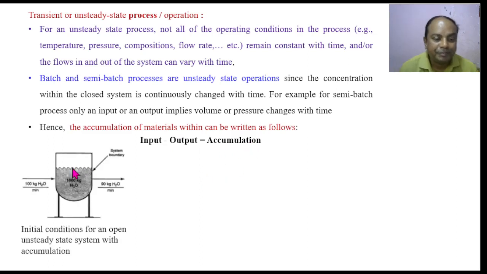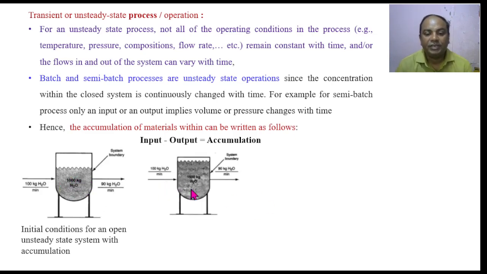Here you can see that initially, suppose 100 kg of water enters into the system, and 90 kg of water leaves the system. So continuously water gets accumulated in the system. If we continue like this, water may spill out of the reactor, or out of that unit. So we cannot rule out the accumulation term whenever the process is operating under unsteady state condition.